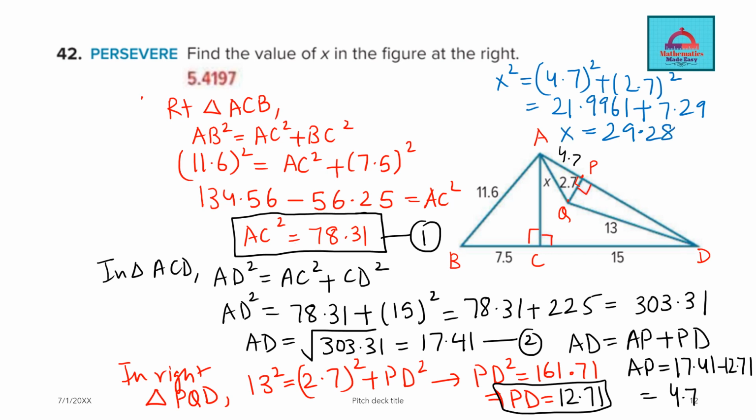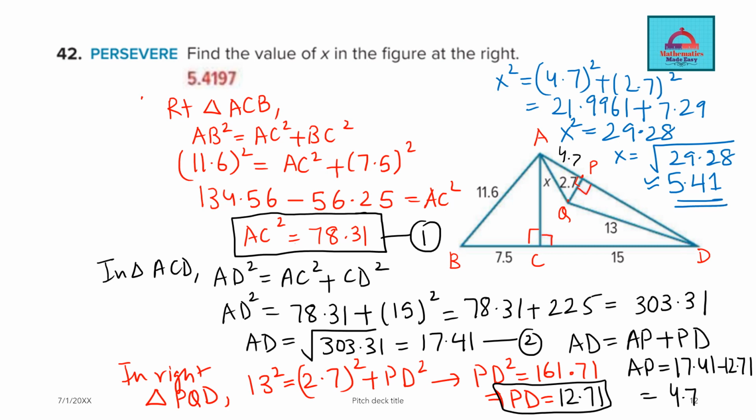Now this is the value of x square. We need the value of x. So last step we are going to take the square root, and if you see we also have to round it off. So the square root will come out to be near about 5.41. So I've rounded off. So this is going to be your answer.